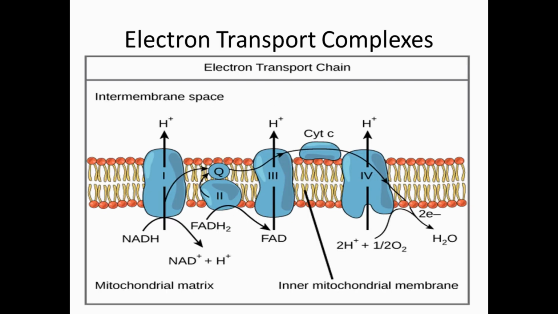To understand the electron transport chain, we have to understand the electron transport complexes. As you can see in the picture, there are four complexes, 1, 2, 3 and 4, and electrons pass through them and make energy. And how it will make energy, we are going to see in the next slides.